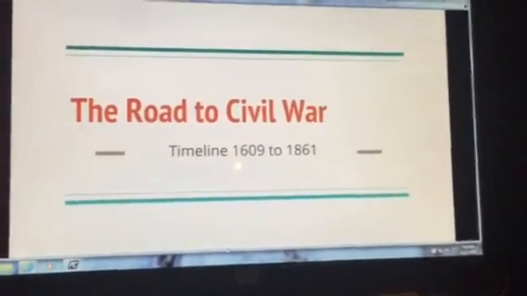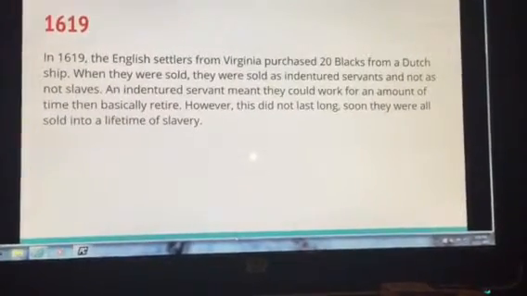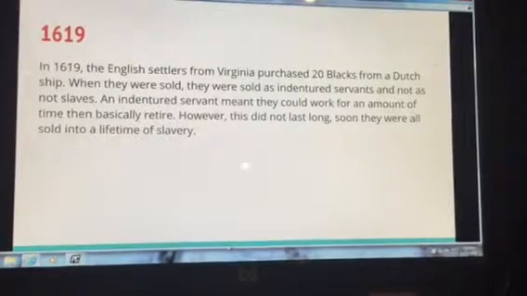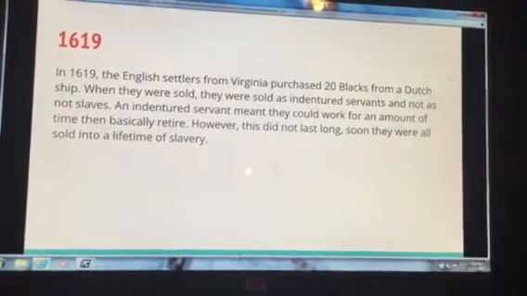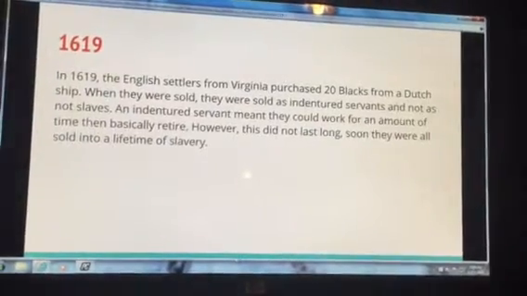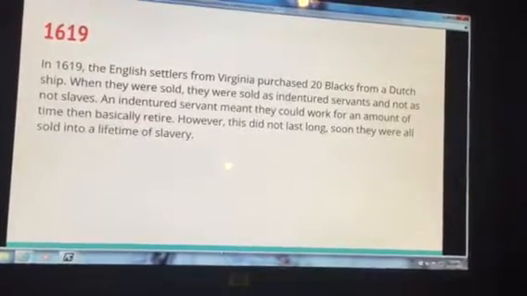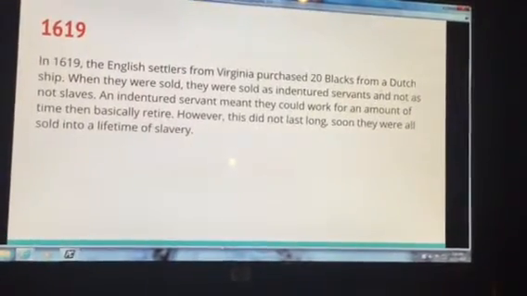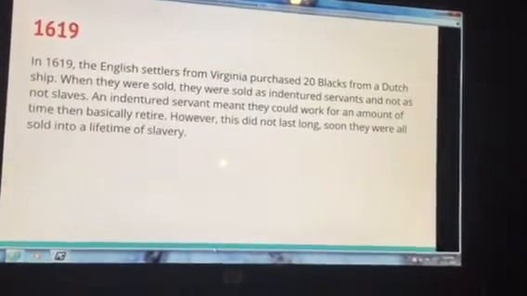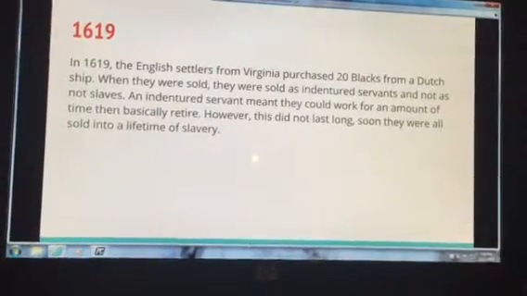The road to civil war. In 1619, the English settlers from Virginia purchased 20 blacks from a Dutch ship. They were sold as indentured servants and not as slaves. An indentured servant meant that they could work for an amount of time then basically retire. However, this did not last long. Soon they were all sold into a lifetime of slavery.